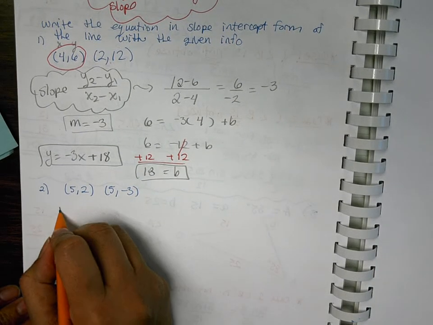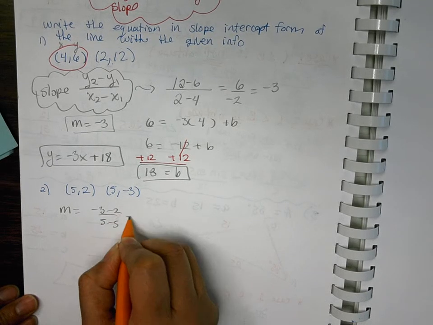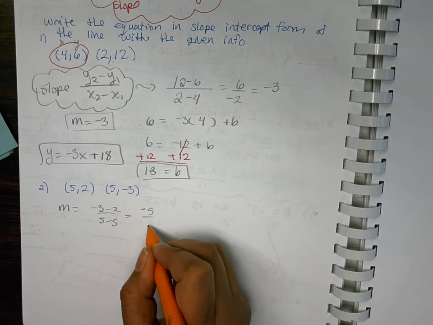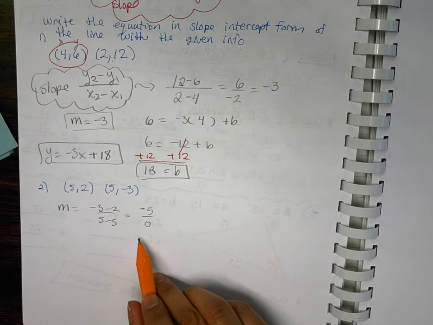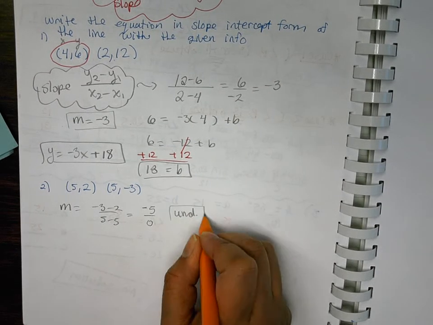All right, did you guys find slope first? Negative 3 minus 2 over 5 minus 5. What's negative 3 minus 2? Negative 5 over 0. Can we have 0 in the denominator of a fraction? Is this slope 0 or undefined? Undefined. All right, we still need to come up with an equation.